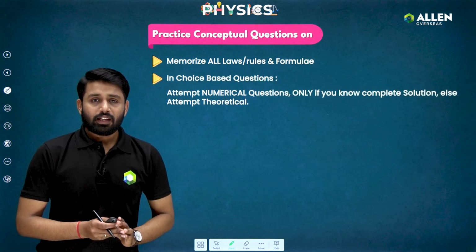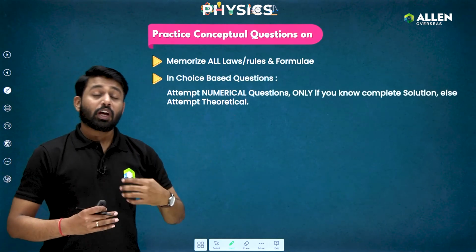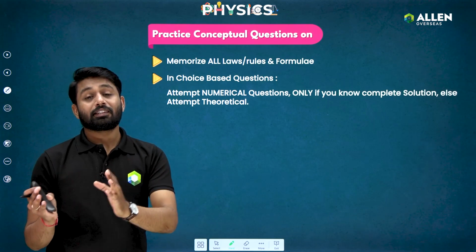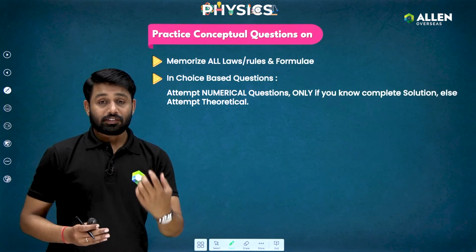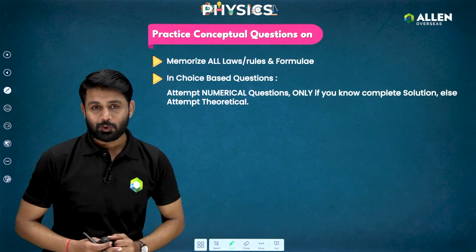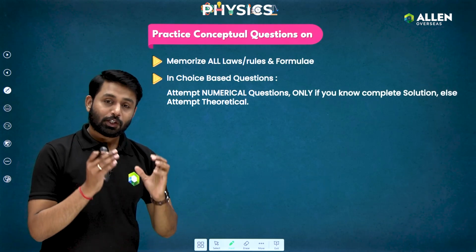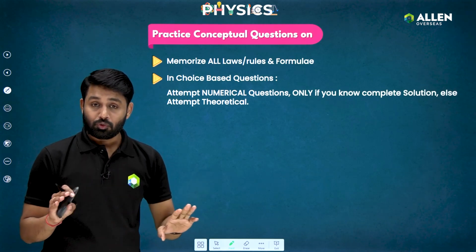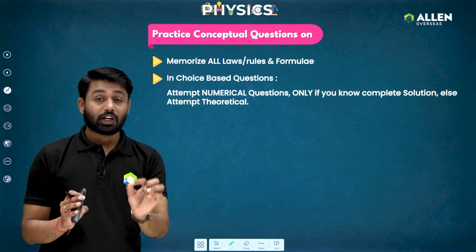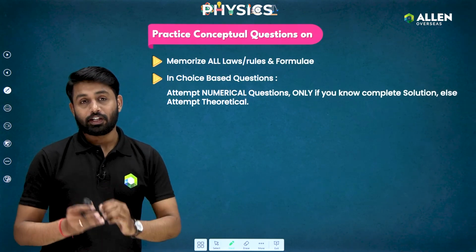Then in choice based questions, if you have a choice between numerical and theoretical questions, it's my suggestion, if you know the complete solution of the numerical, then you should solve the numerical. If you don't know the complete solution, you should attempt the conceptual or theoretical question.